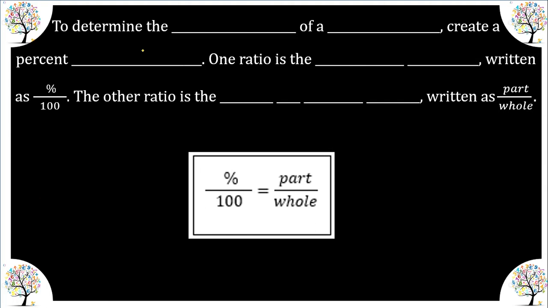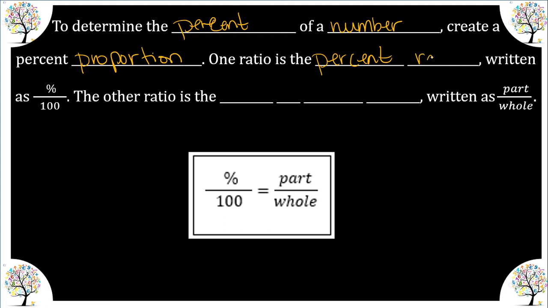To determine the percent of a number, create a percent proportion. So we're going to bring our proportion back in. One ratio is the percent ratio, where we write it as the number over 100. So half of your proportion, your percent proportion, is the percent itself, the number over 100.